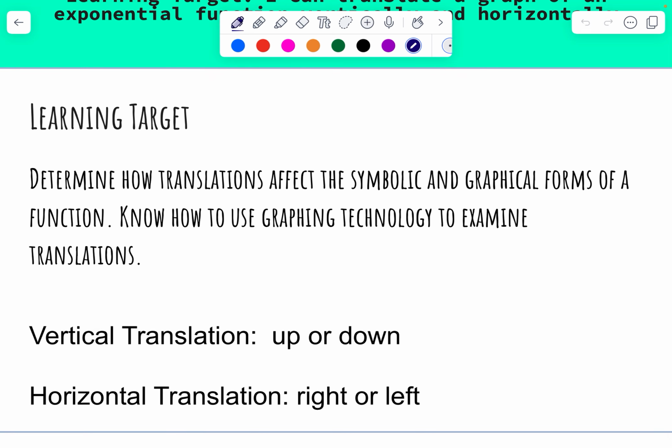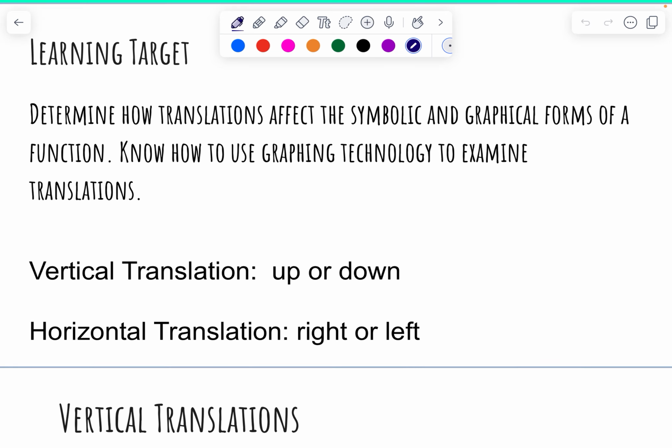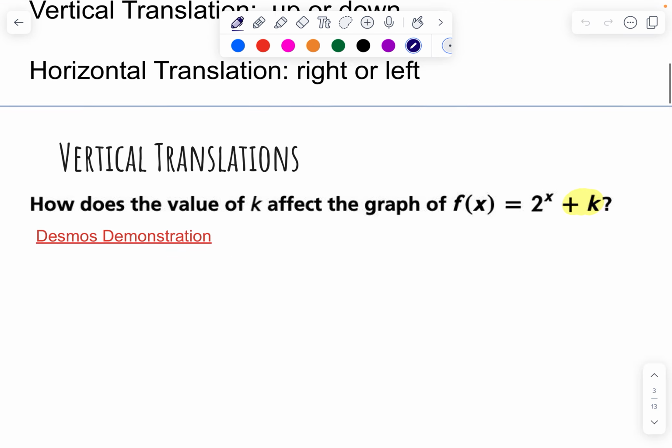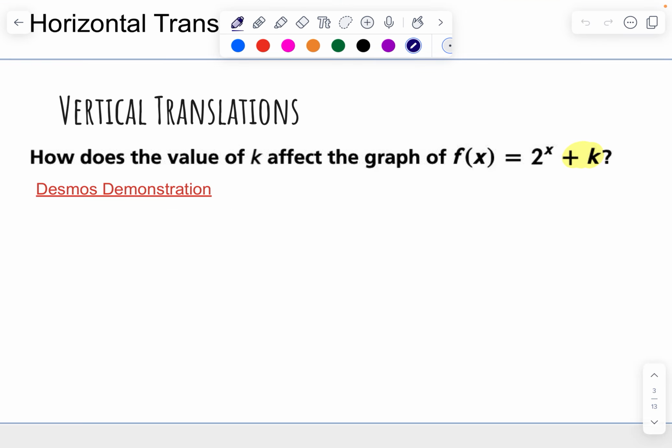Our standard is determine how translations affect the symbolic and graphical forms of a function and know how to use graphing technology to examine translations. A vertical translation is up and down, and a horizontal translation is right or left. So let's look at vertical translations.